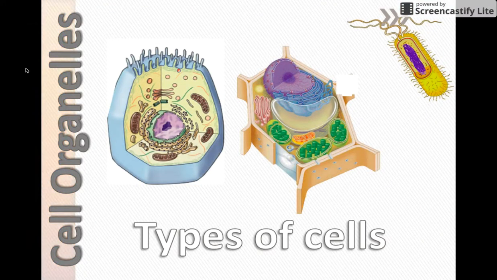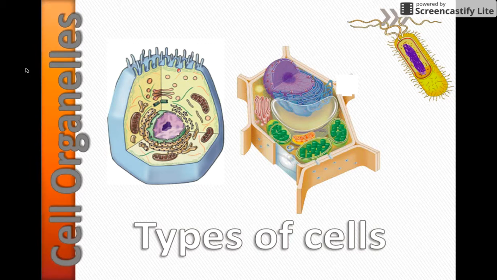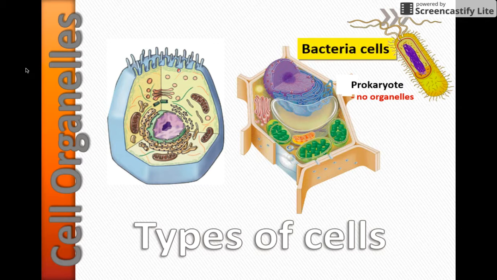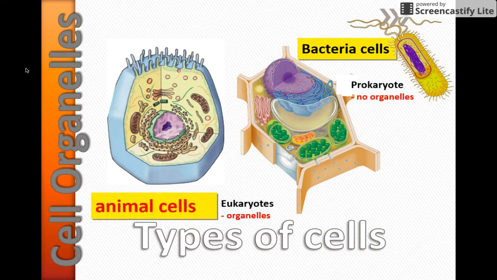All right, so in our different types of cells, remember we have animal cells, plant cells, and bacteria or prokaryotes. So prokaryotes, again, have no organelles, like bacteria. You have your eukaryotes that do have organelles, so animal cells, or you have plant cells. Okay, so we're going to go through the different organelles that are found in both of the plant and animal cells.